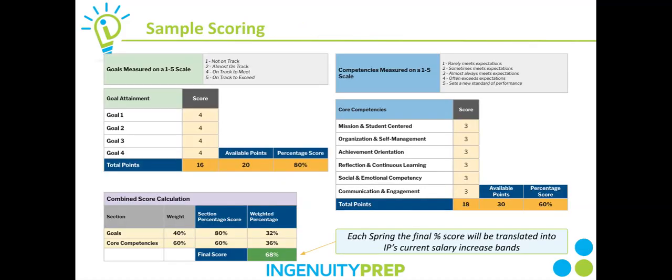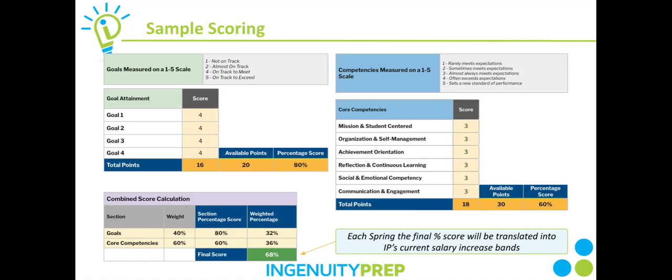Let's see a sample of how this can work in practice. Here you will see a set of sample scores for the entire evaluation system. In this case, this sample person has scored a 4 on each of their goals, giving them a total of 16 points for this category. These 16 points are a portion of the available 20 points. When we divide 16 by 20, we get 80%. This is their goal section score.